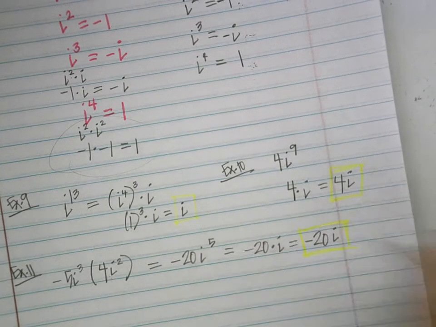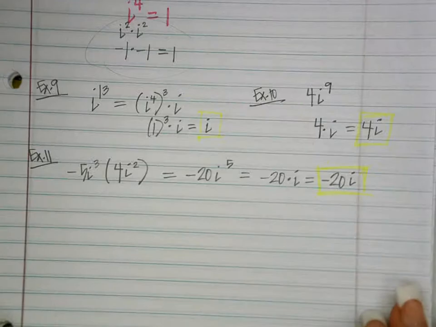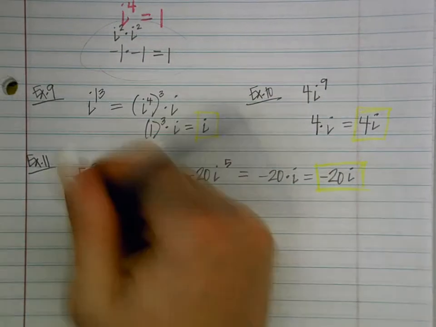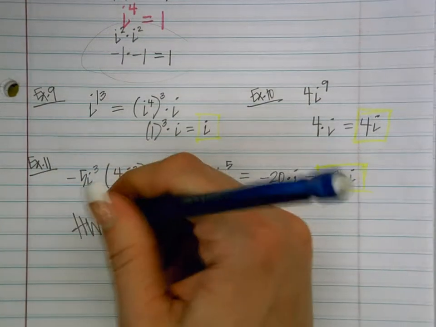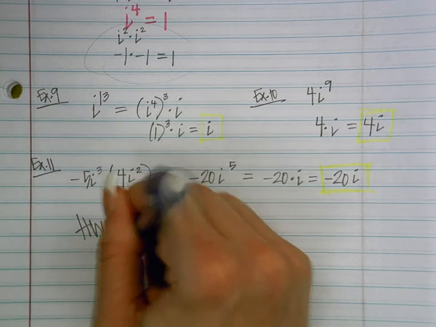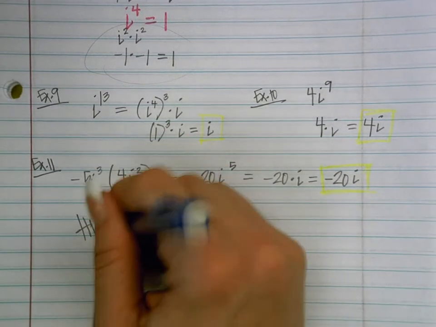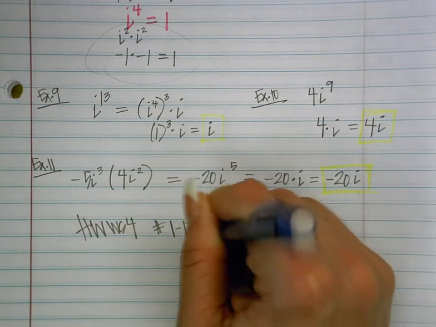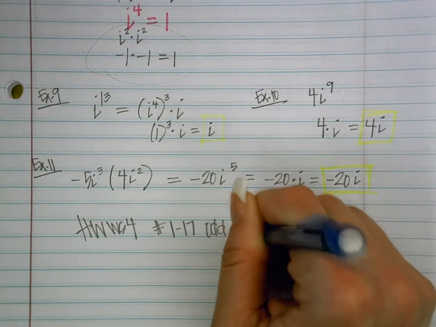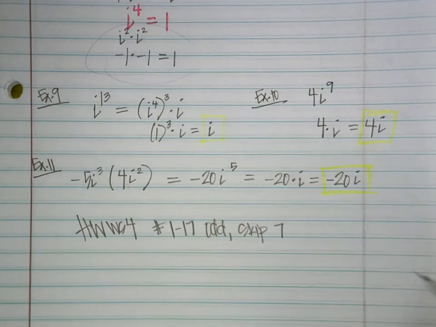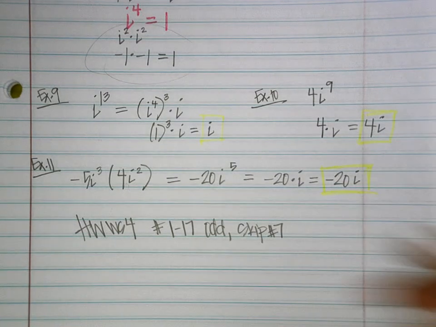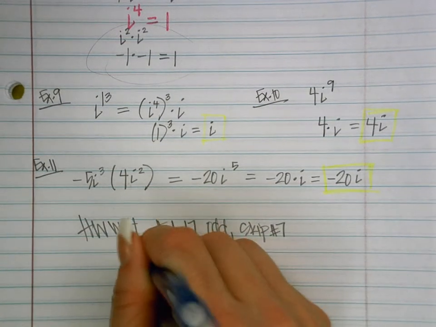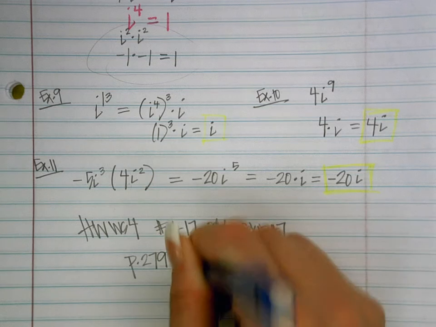Questions on how I did that? Hopefully it's not too bad. Okay, homework for this. It looks like a lot of homework, but it's really not that bad. You're doing worksheet 4, numbers 1 through 17 odd. However, you're going to skip number 7. As well, you're working on page 279, doing numbers 13 to 41 odd.